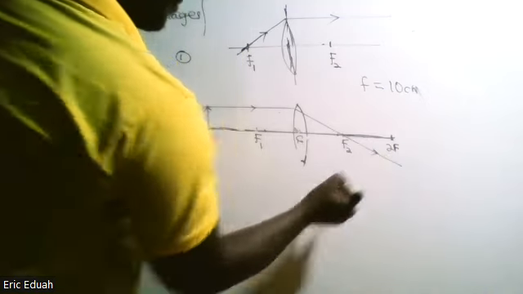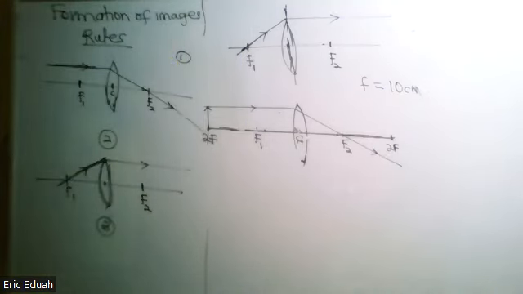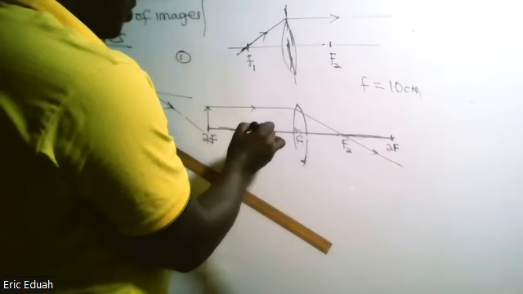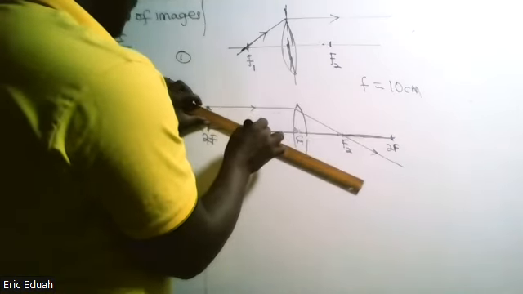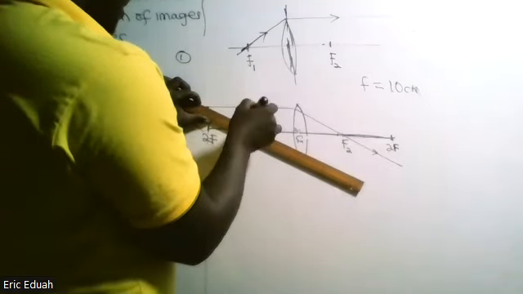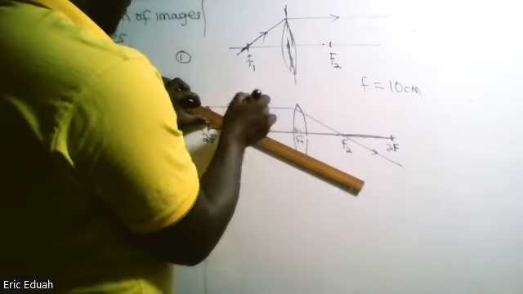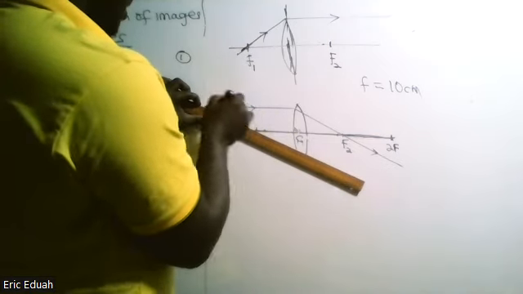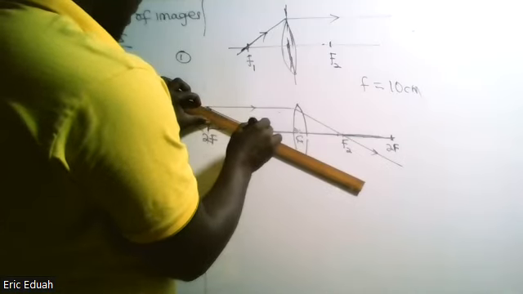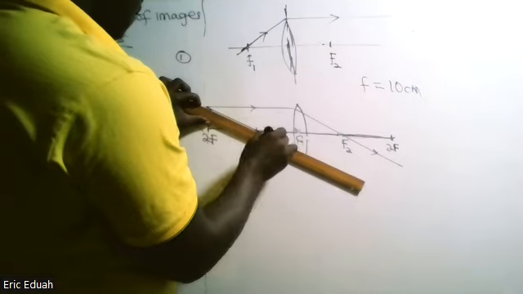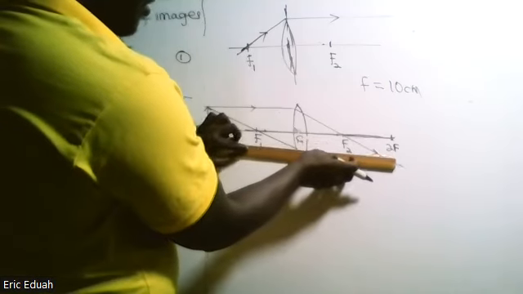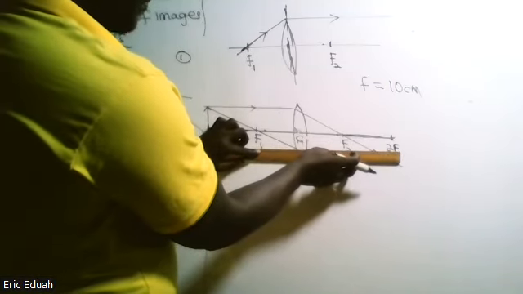So that's the first one. Then the second one, the ray must always come from the object. A ray of light from the object and passing through the principal focus, after refraction, would have to be parallel to the principal axis.